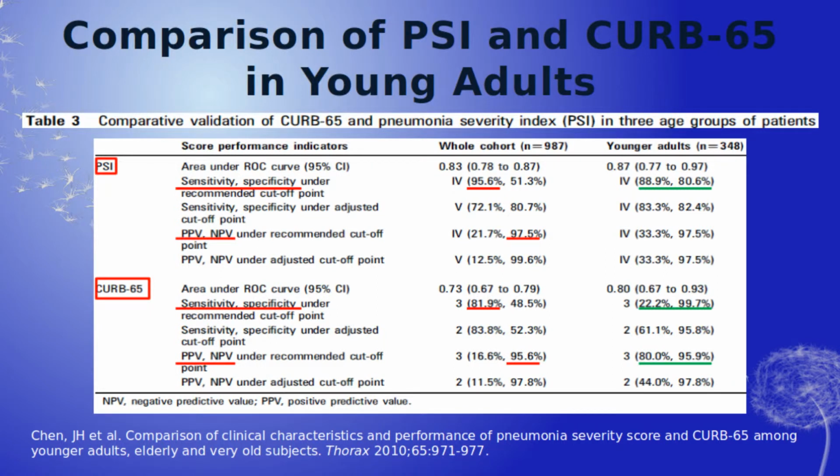And essentially what they found is that overall the PSI tended to have a very high sensitivity and negative predictive value. However, the CURB score had a low sensitivity but a very high negative predictive value. When you're actually looking at the younger population, though, these scores were less accurate than compared to the entire cohort.